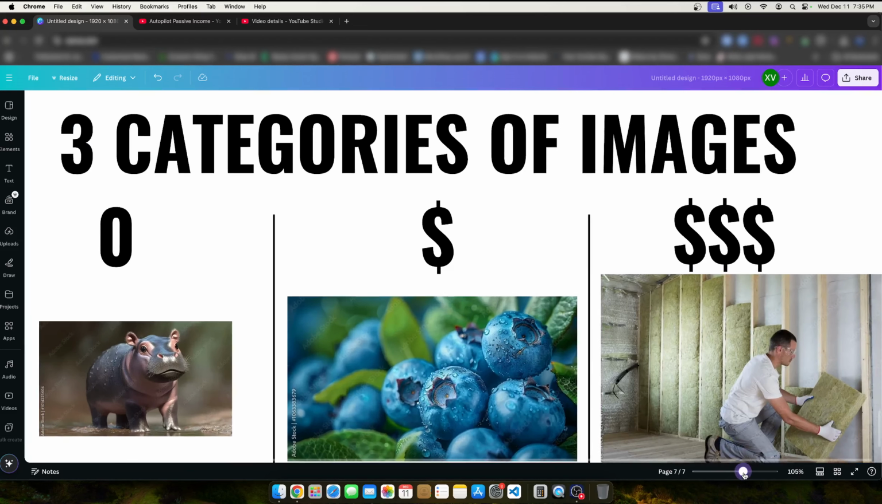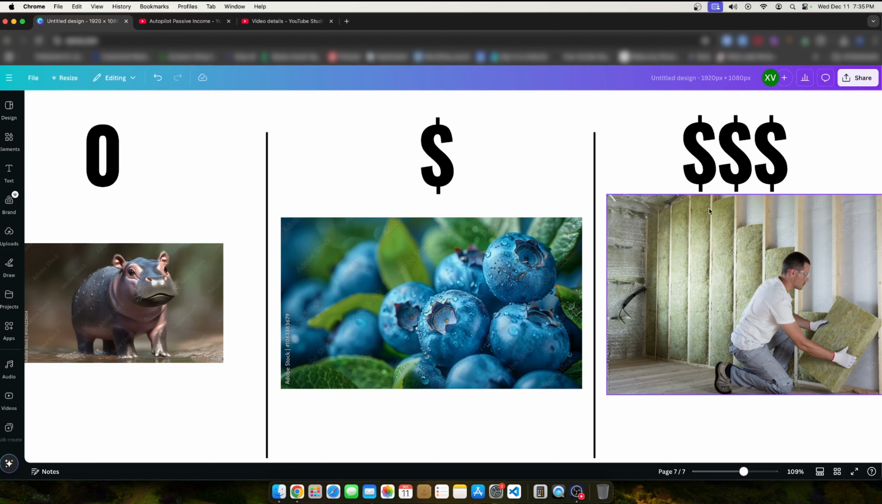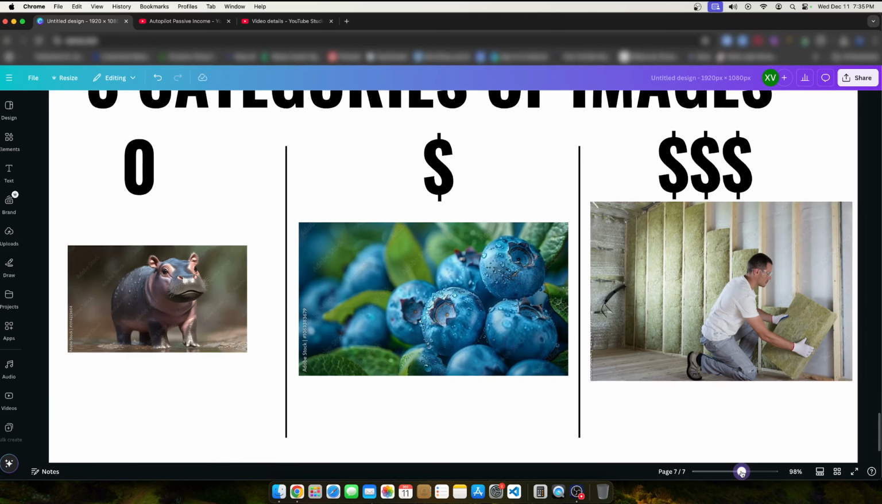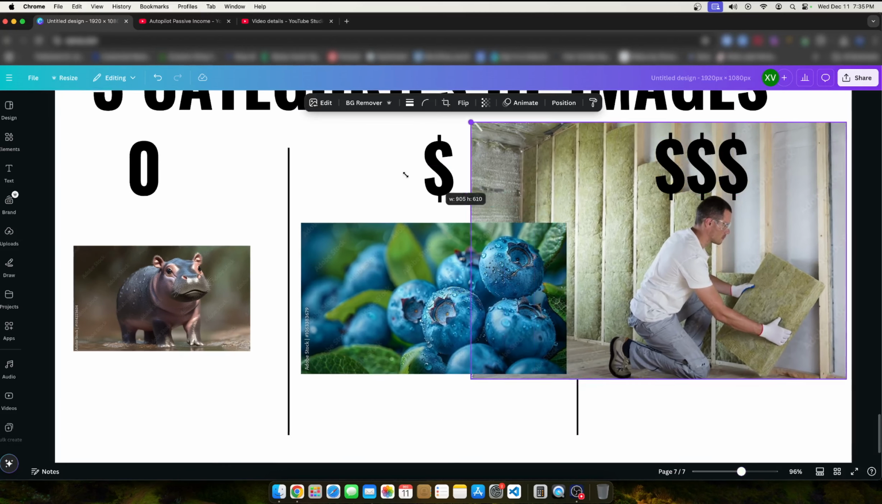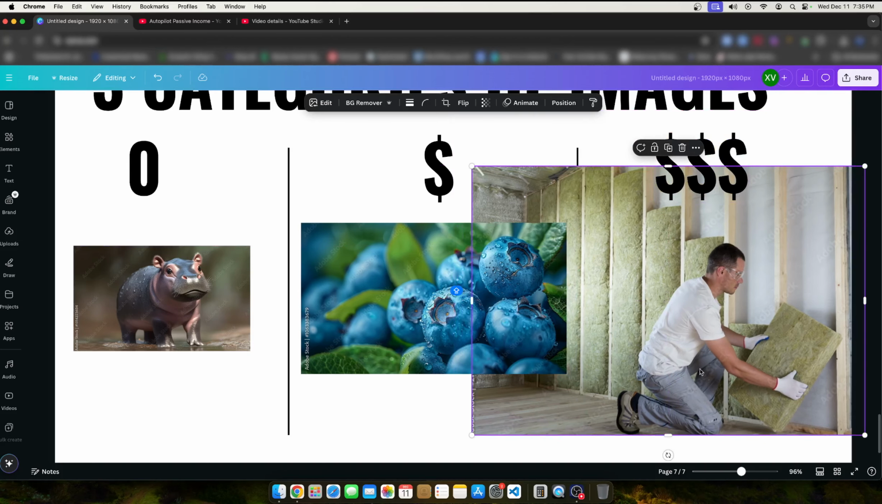It's not about the niche. This is considered the construction niche, and you have a picture of a guy who's installing insulation here into these studs. And it's not about the niche here.